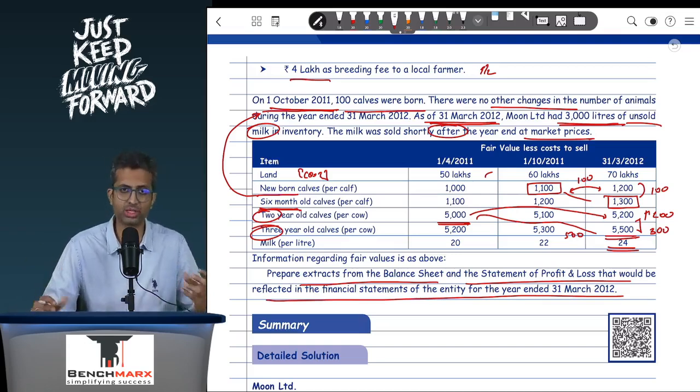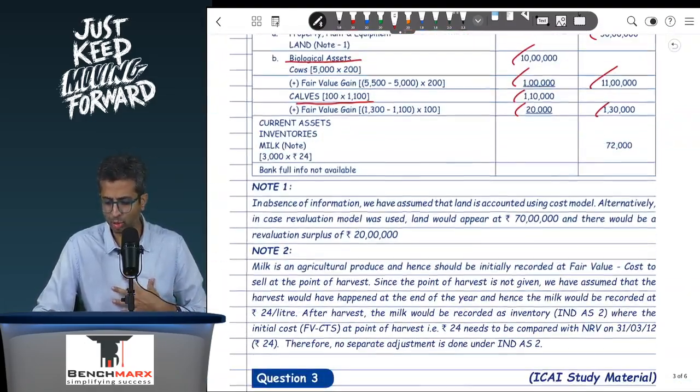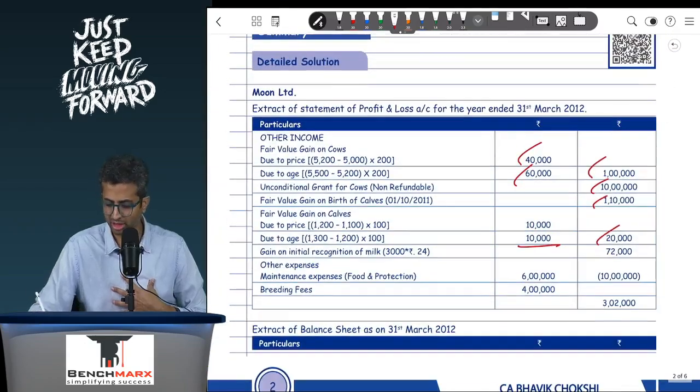You can also show this as changes in inventory, though the institute over here actually shows this as fair value gain, and hence we do the same. So in the balance sheet, if you go to see within current assets, you will show inventories, and that inventory of milk is at 72,000, and corresponding to that in the other income, you will show milk at 72,000.